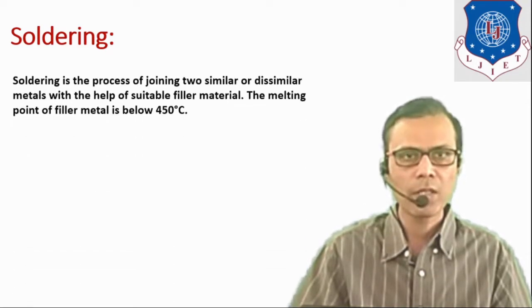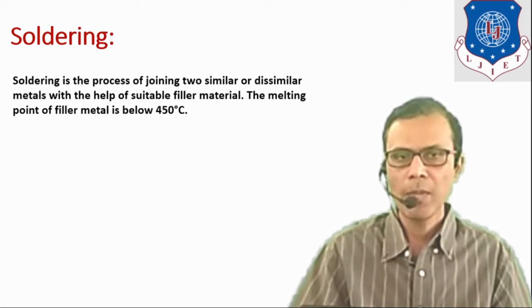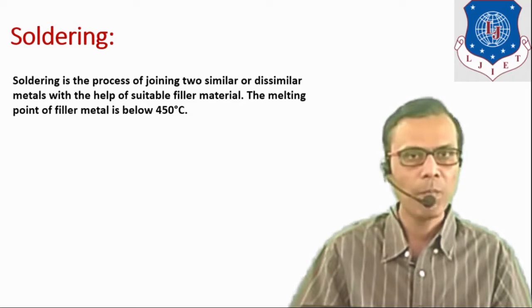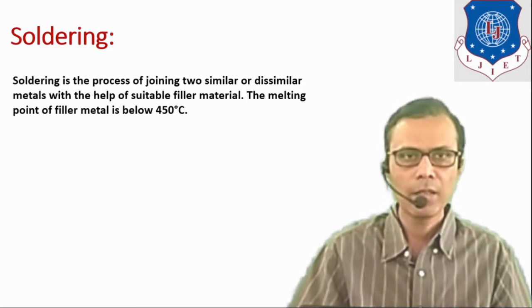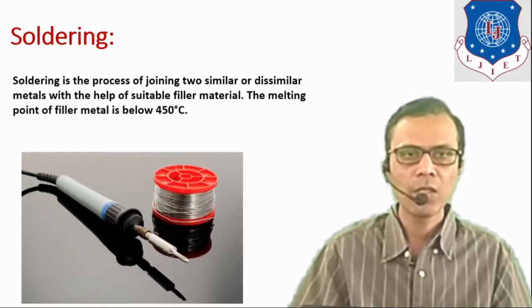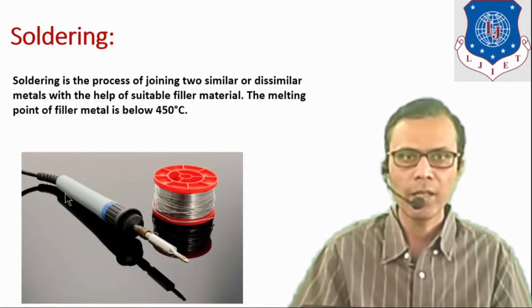Soldering is the process which is used to join two similar or dissimilar metals with the help of filler metal. The melting point of the filler metal is less than 450 degrees Celsius. The equipment which is used for this process is known as a soldering iron, which is shown here.